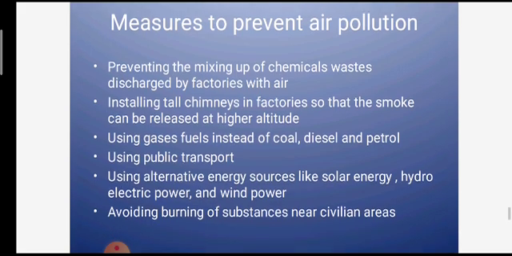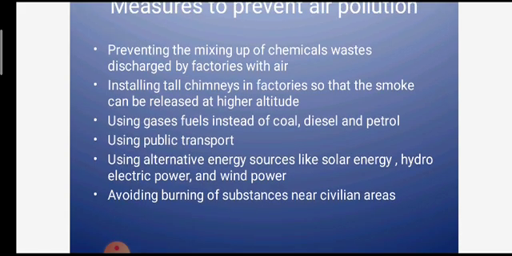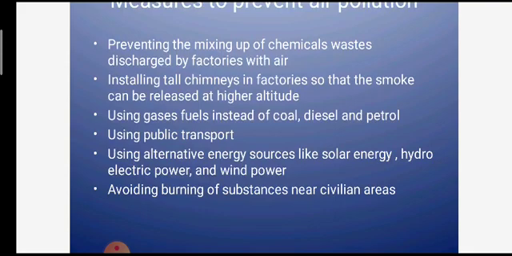Then, if there are industries, you need to install tall chimneys in the factories so that the smoke can be released at a higher altitude. The smoke that is released will be full of chemicals. It should go directly into the atmosphere, and it should not come into contact with the air near us.